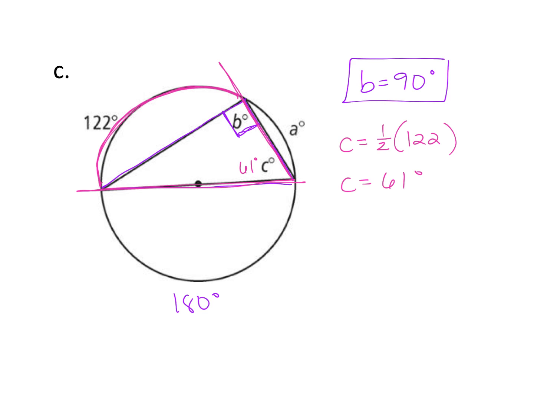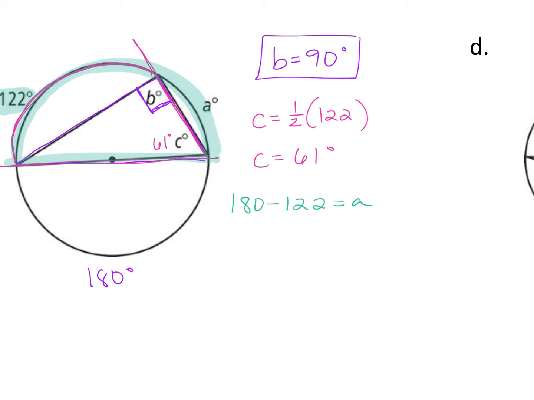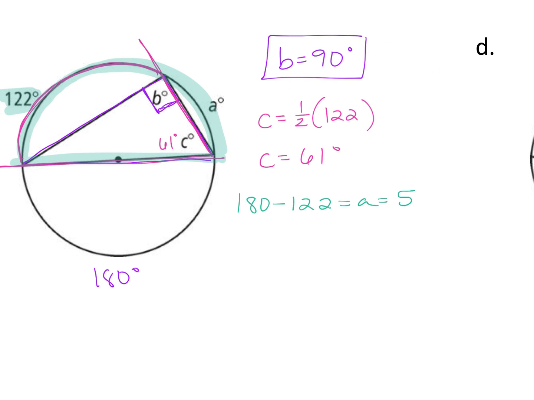Julia, how did you find A? 180 minus 122. Right. So here's what I would do, just because it's quicker. What you're saying is not wrong. You can get there. It's just more steps. This represents a semicircle because of the diameter also, right? So if this is a semicircle and we know this is 122, then you can just do 180 minus 122 to get A, which is going to be 58 degrees for A.